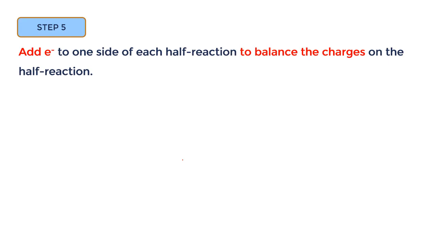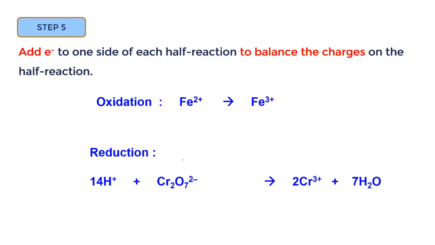Step number 5. Add electron to one side of each half reaction to balance the charges on the half reaction. Alright. In order to add the electron, we need to recall the knowledge about oxidation and reduction. Oxidation is the process where the species remove electron. Remove electron. The electron must be removed. The electron must be placed at the right side.